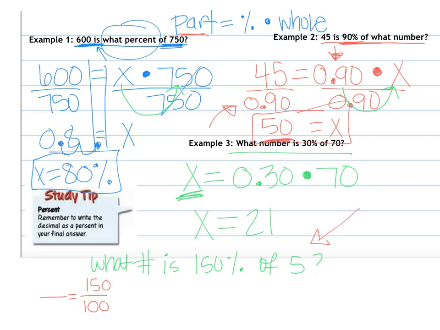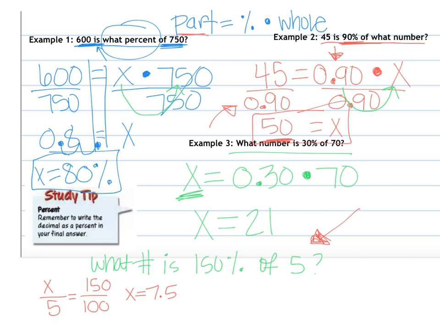So this problem, actually, now that I'm just doing this on the fly, would be a great one for you to write down in your notebook. So I set it up 150 over 100. And then what number is 150% of 5? So 5 is going to go here, X would go here. And then I would solve it, and I would go 150 times 5 divided by 100 is 7.5.